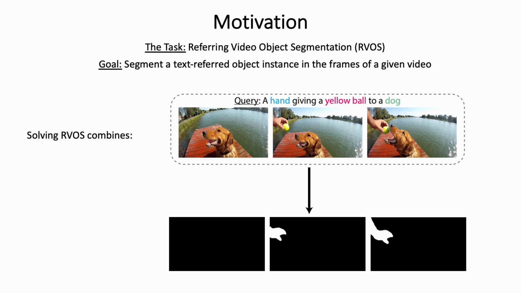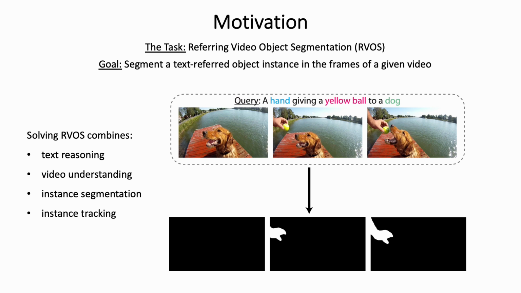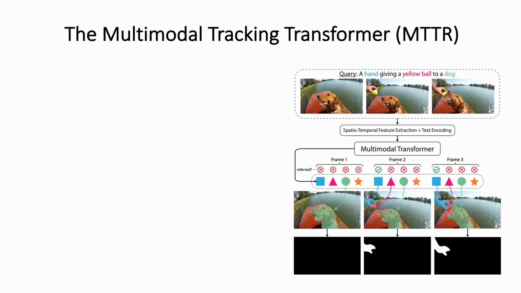Due to the complex nature of this multimodal task, which combines text reasoning, video understanding, instance segmentation, and tracking, existing approaches typically rely on sophisticated pipelines in order to tackle it. In contrast, here we propose a simple end-to-end transformer-based approach to RVS, which significantly outperforms existing RVS approaches. We call our method the Multimodal Tracking Transformer, or MTTR.